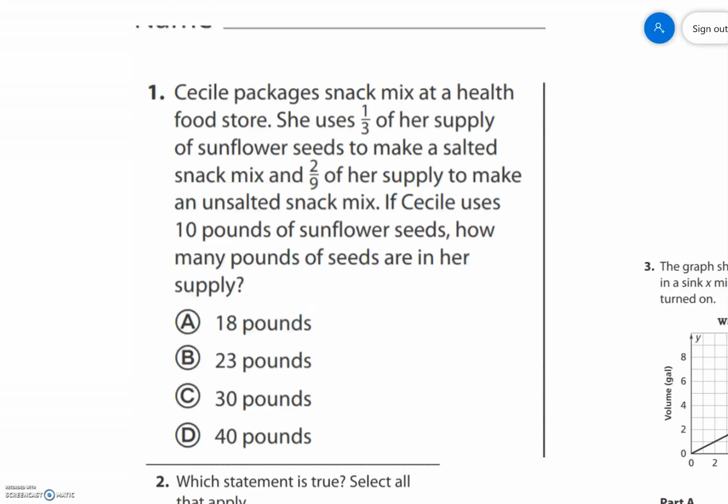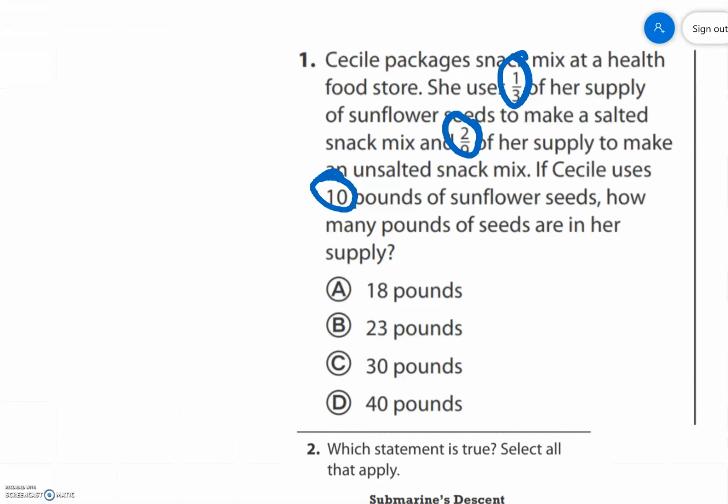Cecile packages snack mix at a health food store. She uses 1/3 of her supply of sunflower seeds to make a salted snack mix and 2/9 of her supply to make an unsalted snack mix. If Cecile uses 10 pounds of sunflower seeds, how many pounds of seeds are in her supply?